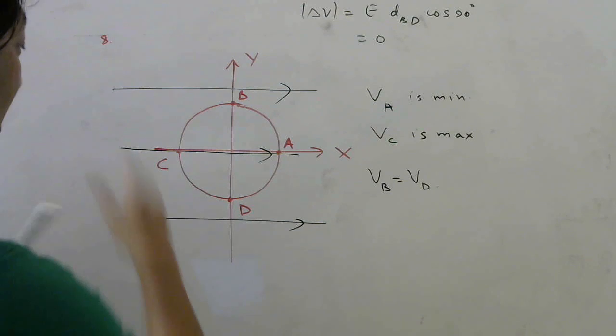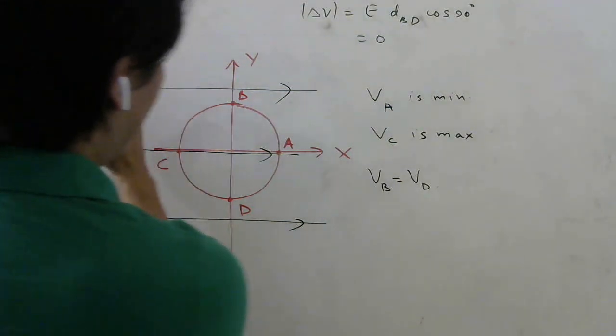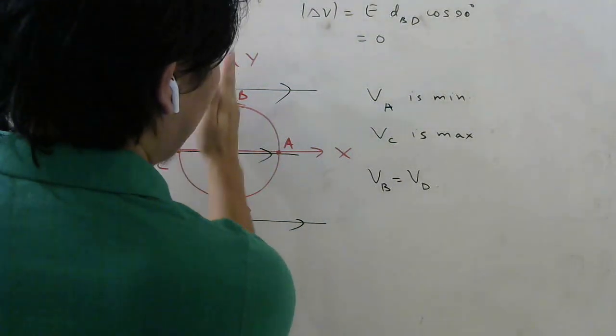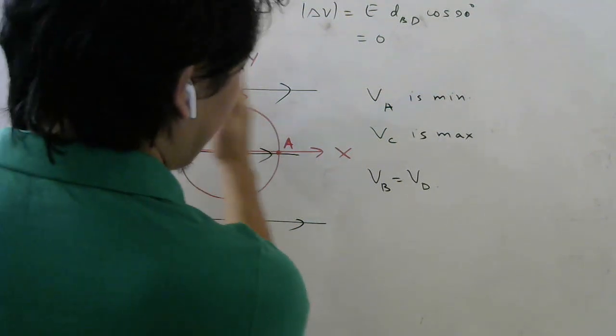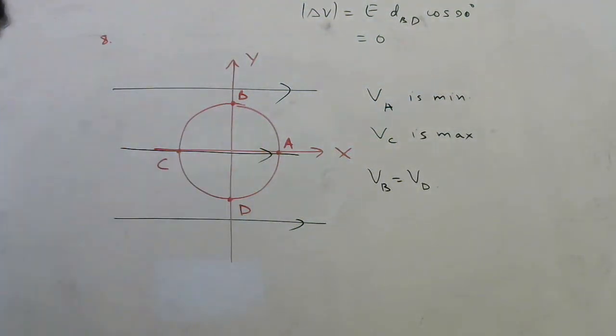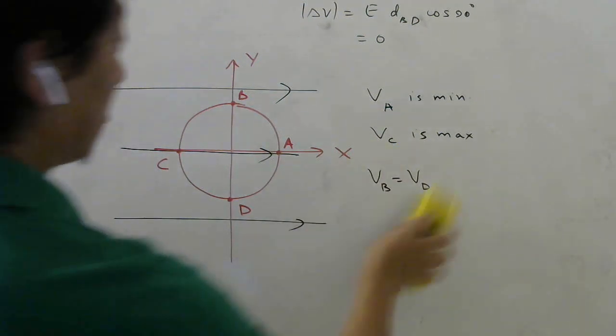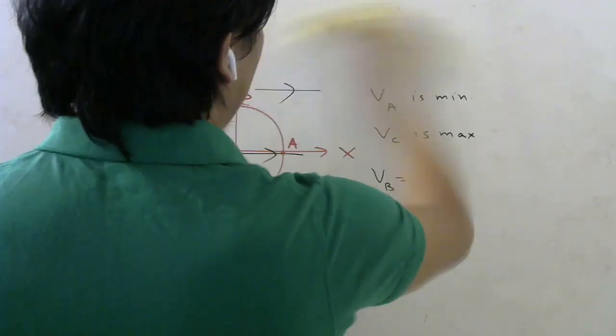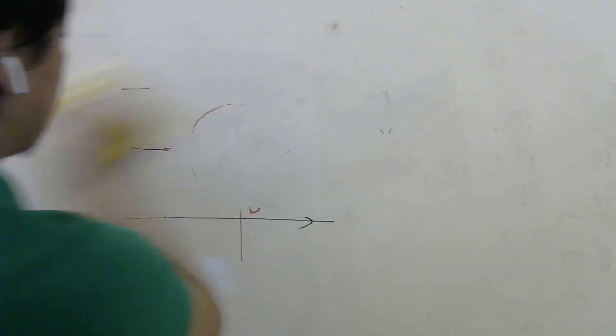Otherwise, just remember, you walk along the electric field. First you will touch C, then you will touch B and D together. That means B and D will be at the same potential, but neither minimum nor maximum. Okay. So 8 was an interesting but simple question. Let us see question number 9 now.